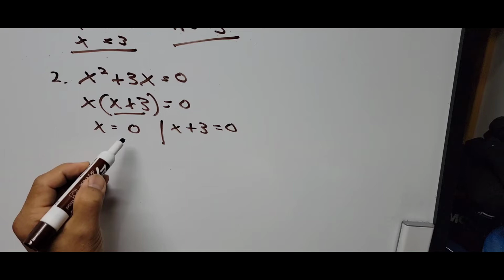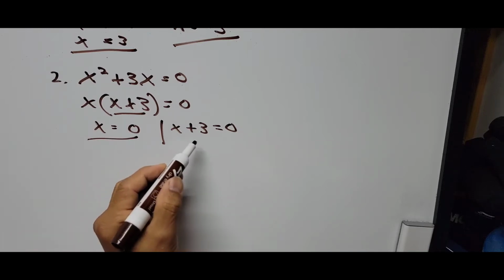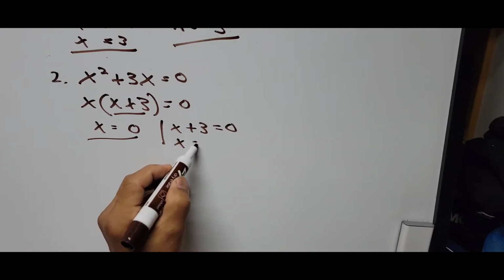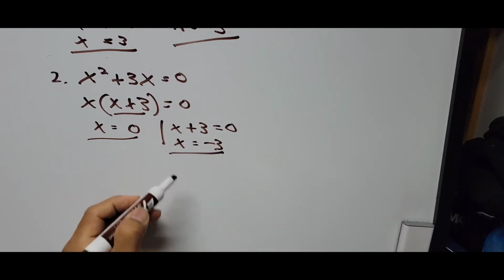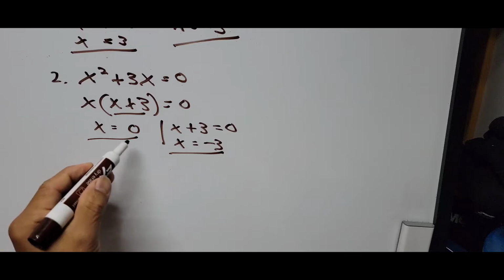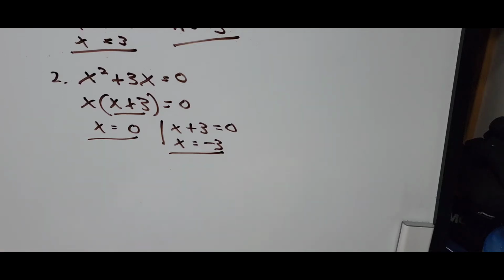So we have one value of x is 0, and solve this equation right here. X, this becomes negative 3. Transposing positive to the other side becomes negative 3. So you have two values, 0 and negative 3 for x.